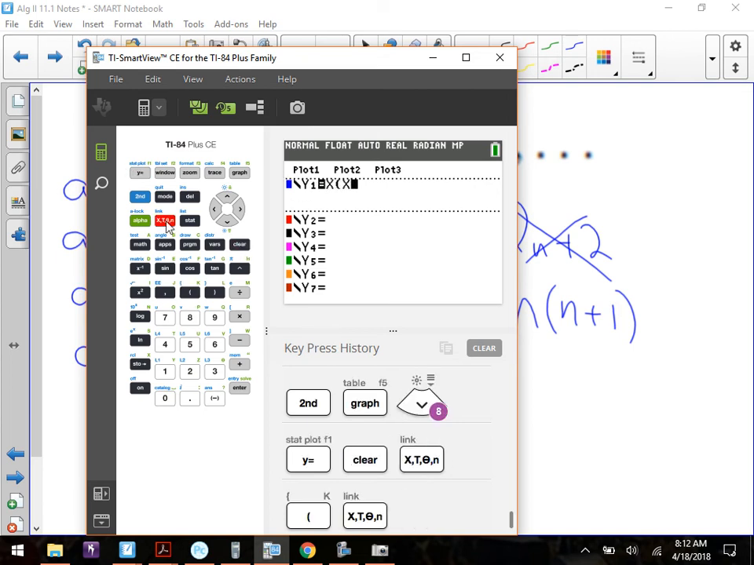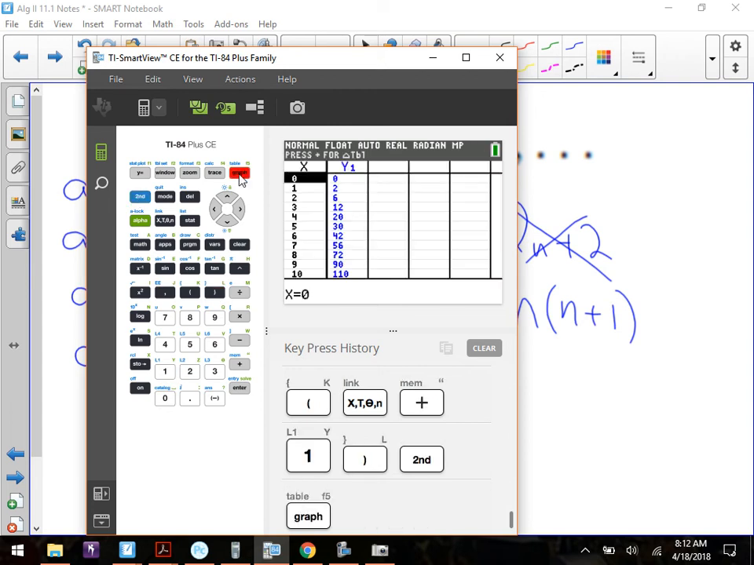X plus 1. This is the easiest way to double check yourself. First term is 1, generates a 2. 2 generates a 6. 3 generates a 12. 4 generates a 20. 5 generates the 30. 6 generates the 42. 1 times 2, 2 times 3, 3 times 4, 4 times 5, and so on and so on.